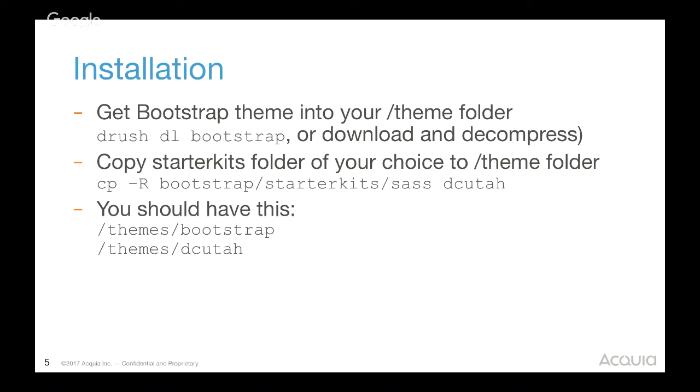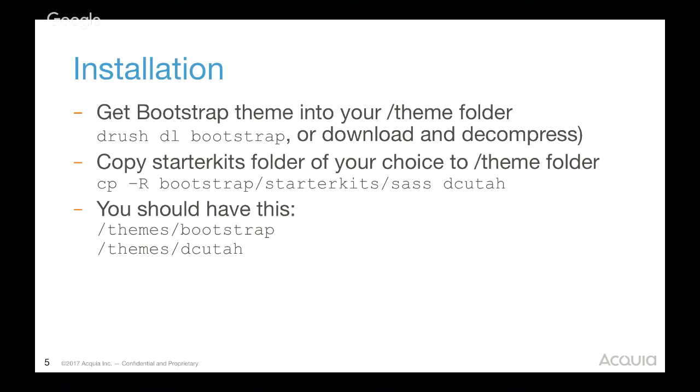So basically, you should have the following structure. Themes, Bootstrap is the main Bootstrap theme. You never touch that. You never edit anything in there. It just sits there and provides all the basic stuff for you. You'll have another subfolder. In this case, it's DC Utah. And that's a copy of whatever starter kit you chose. In my case, I chose the Sass starter kit.